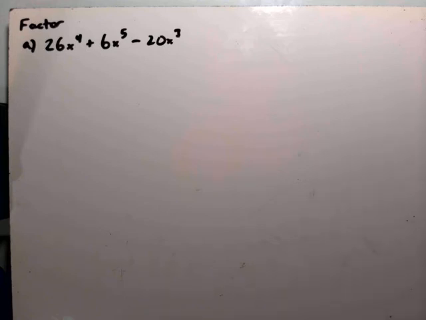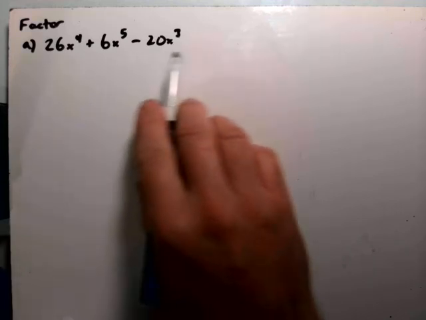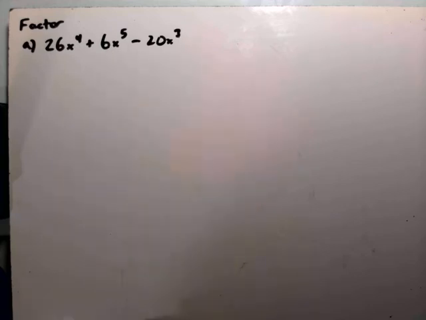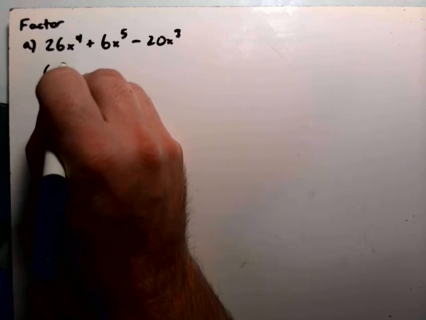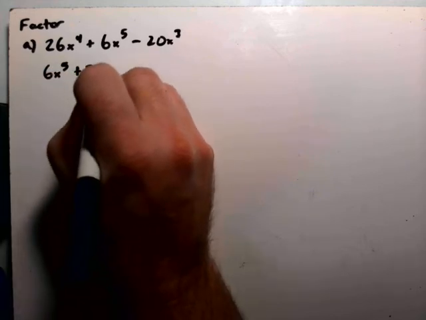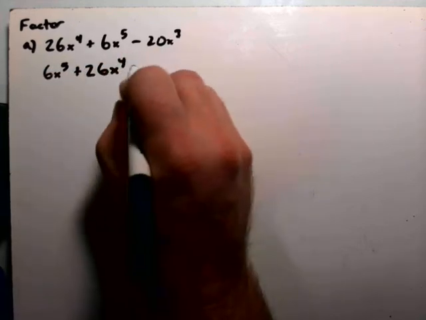For this example, we're going to factor. For this first one, we have 26x to the fourth plus 6x to the fifth minus 20x to the third. When you do factoring, it is assumed that the polynomial is in standard form. This one is not, our highest power of x is not the first term, so to start with, we will need to rearrange to put this into standard form.